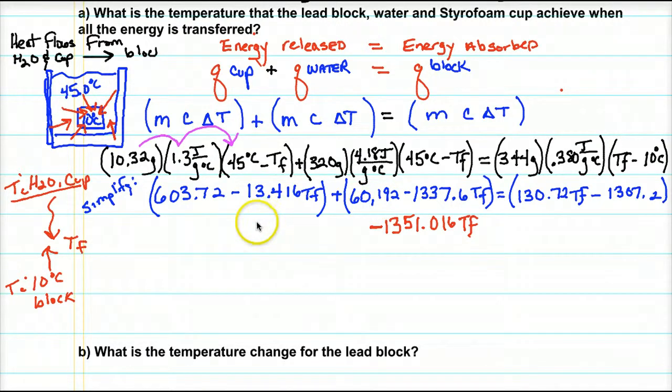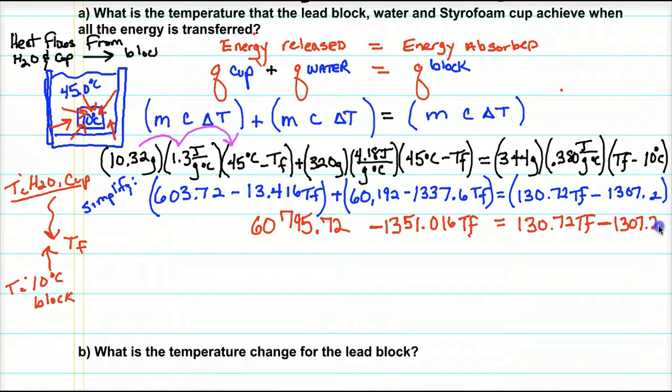Okay, that gives me 60,795.72. No unit. And of course that's going to equal 130.72 TF minus 1307.2. Okay, let's keep on rolling with the simplification, changing inks because I can.